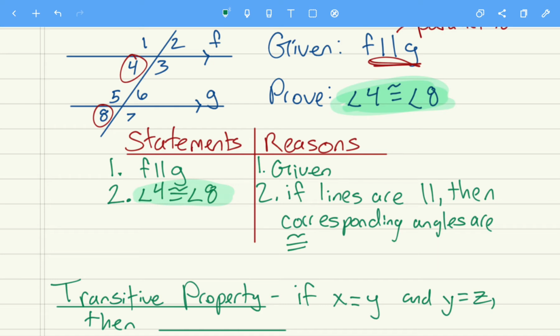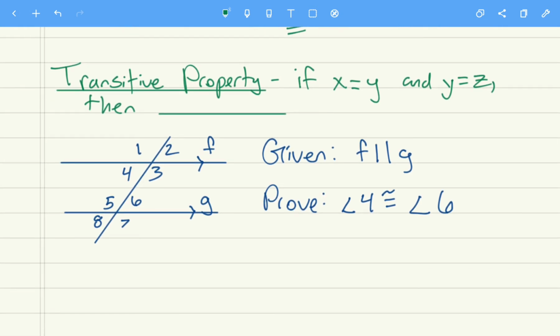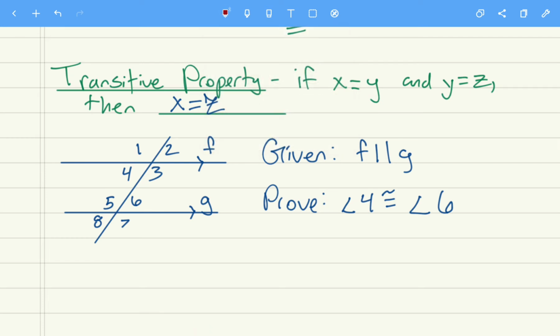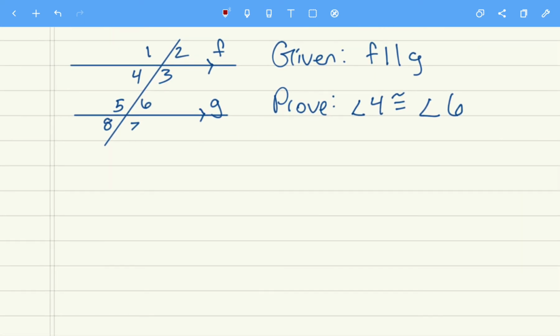Now let's look at something that's a little more complicated, but before we do that, let's look at another property. So we have the transitive property. This states that if x equals y and y equals z, then x will equal z. So we just take the y out of the equation. And that will be important for our next proof. So let's set up our table.